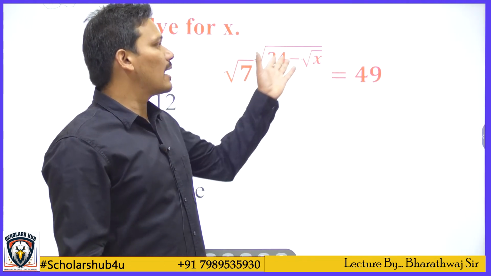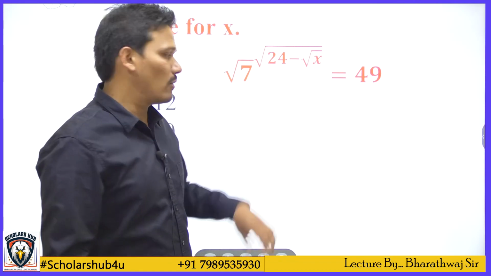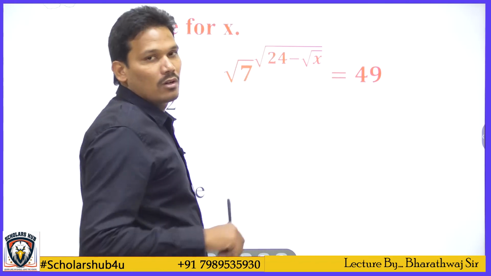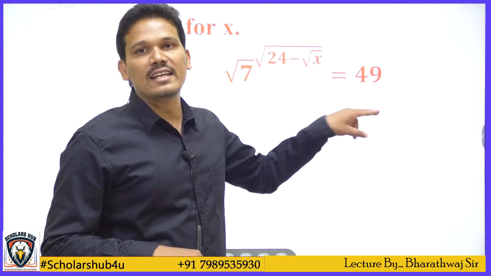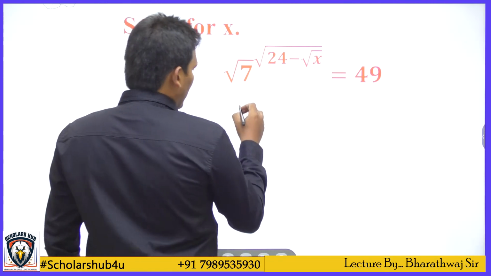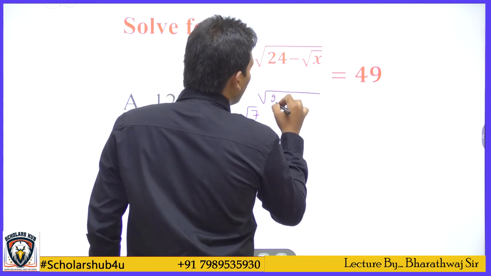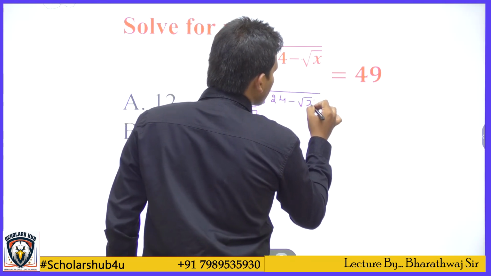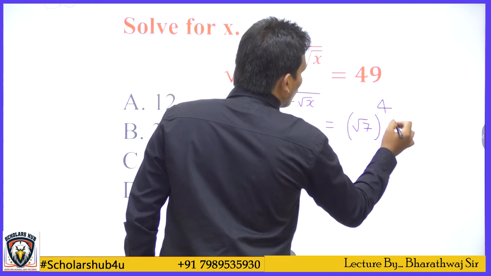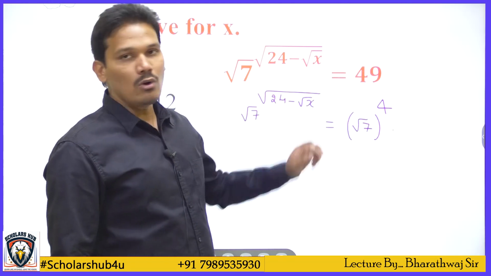Then automatically the bases or exponents will become equal. So this 49 can be written as root 7 whole power 4. So I'm writing it as root 7 to the power of root of 24 minus root x is equal to root 7 whole power 4, which is equal to 49.